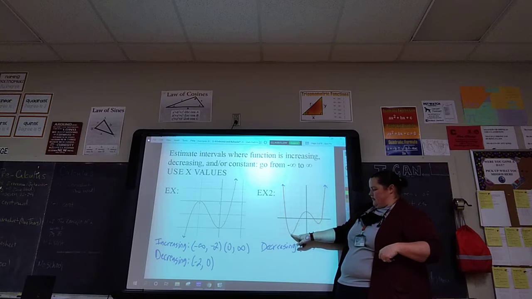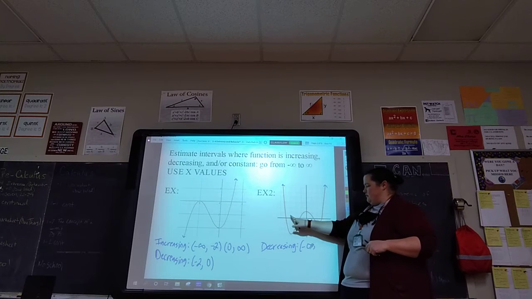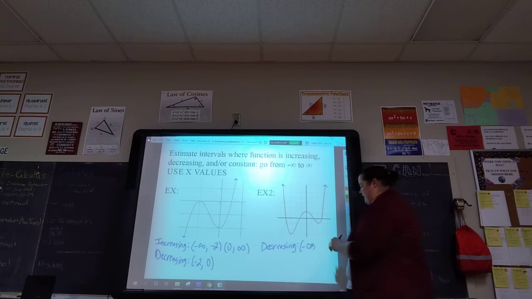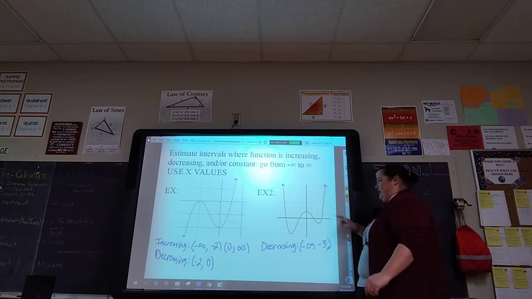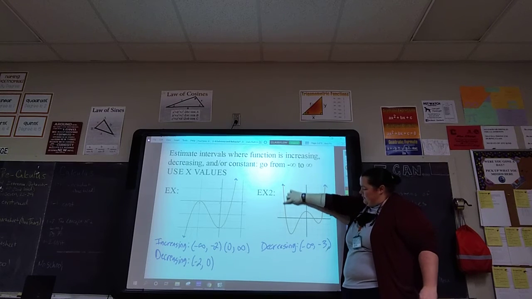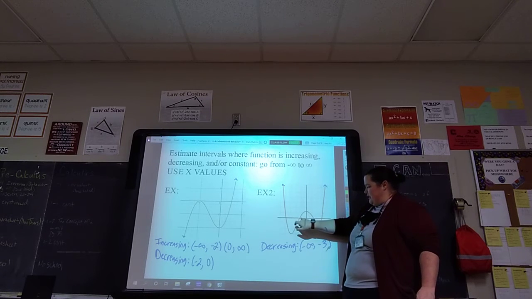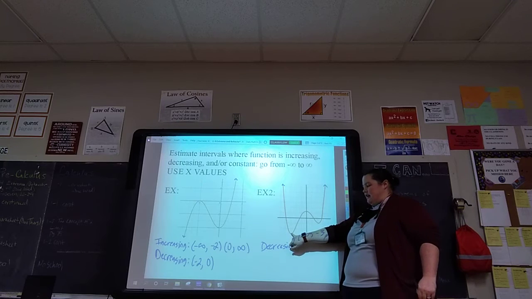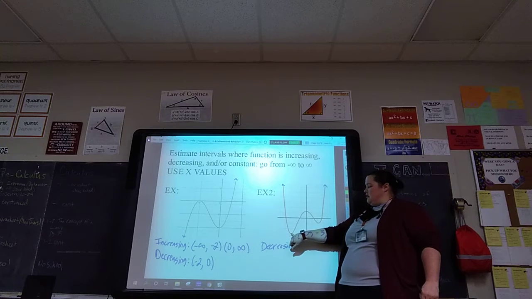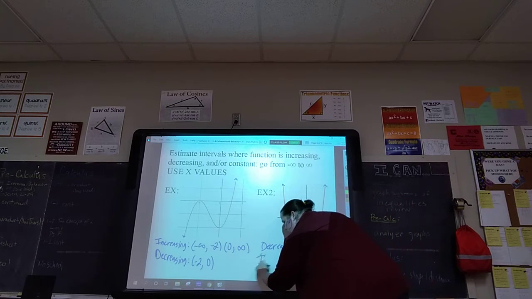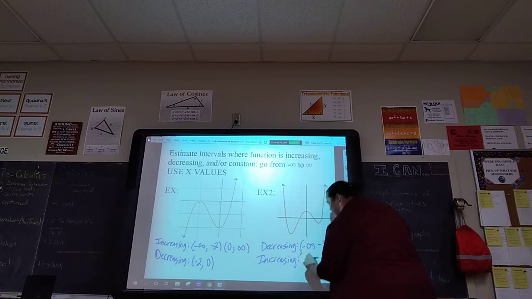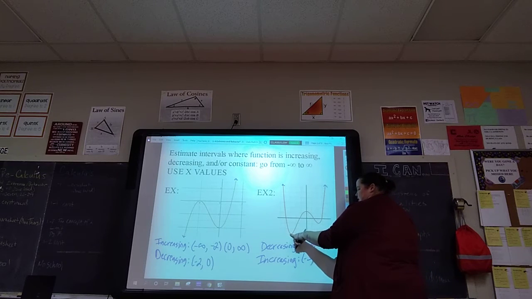What do you want to say that x value is? 3? Okay, just 3. Negative 3. Yep. So again, it decreases from negative infinity to about negative 3, because again we're looking at the x-axis. Then what does it do? Increases. Again, it starts increasing where it stopped decreasing. Does it increase for the rest of the time? No. Where does it stop increasing?